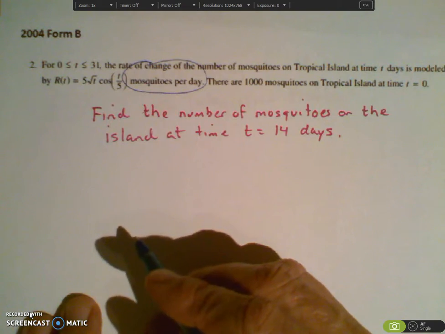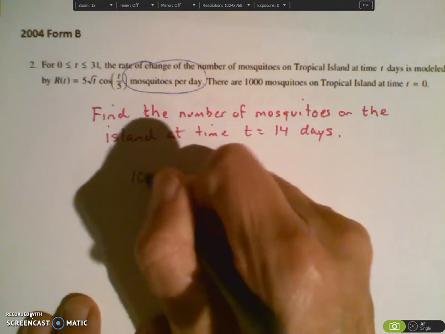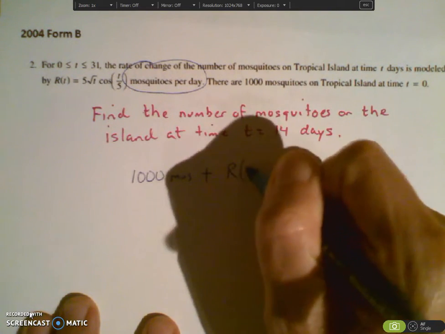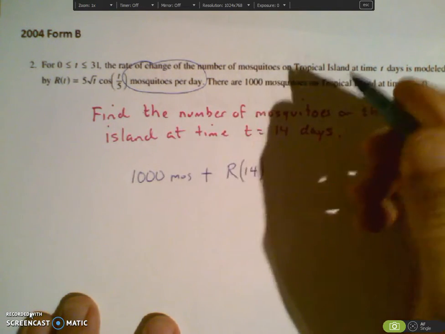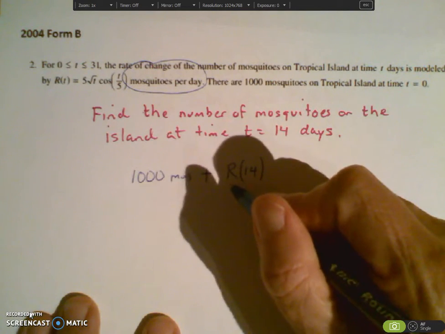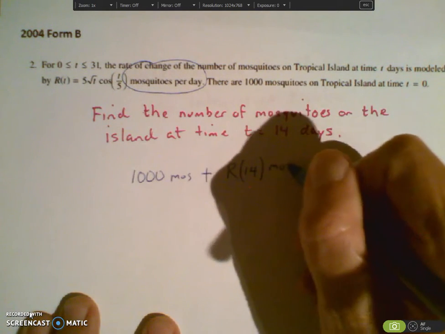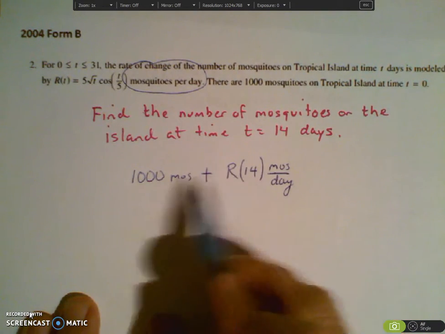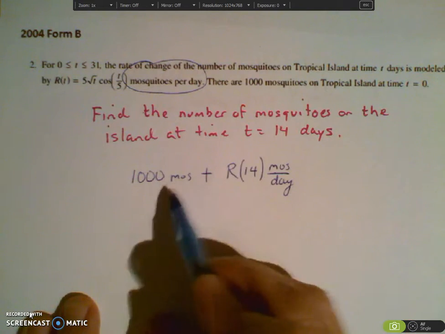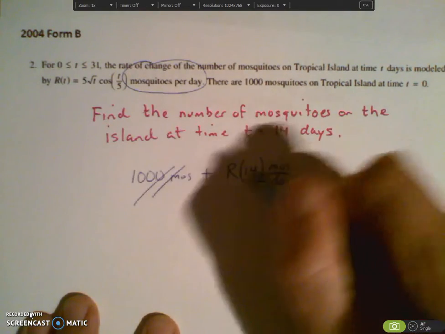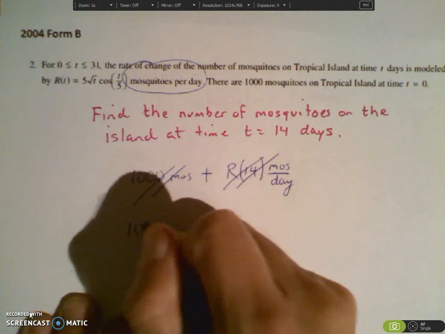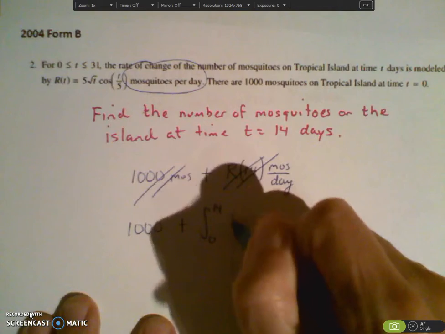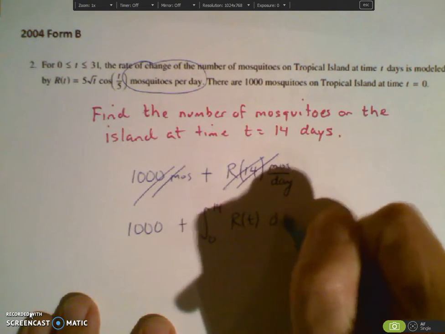There are some students who might decide to take the 1,000 mosquitoes and add r of 14. Now that doesn't make any sense, because remember this is a rate function and it's measured in mosquitoes per day. You certainly can't combine these two terms because they have different units. Those are not like terms. What should happen is we start off with our 1,000 and then we add the integral from 0 to 14 of r of t dt.